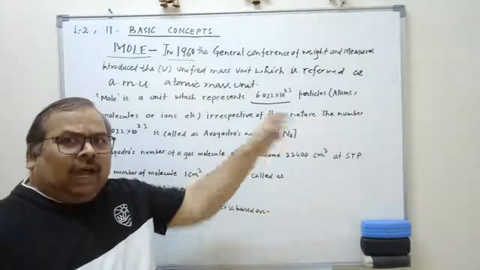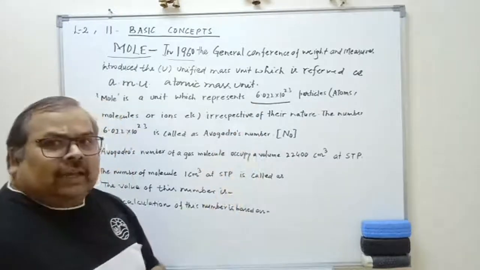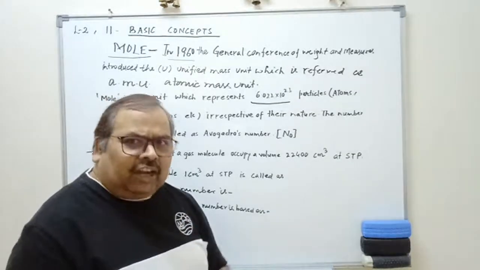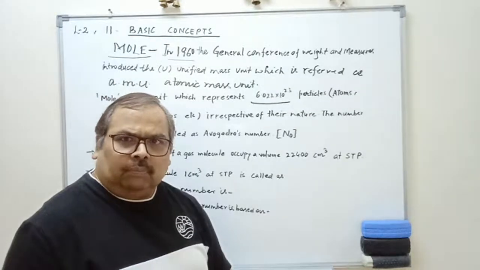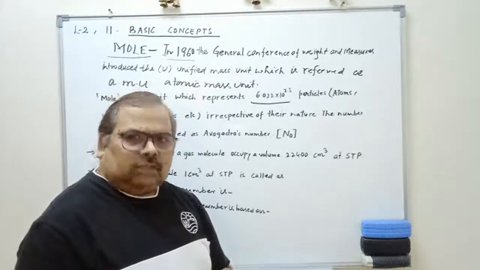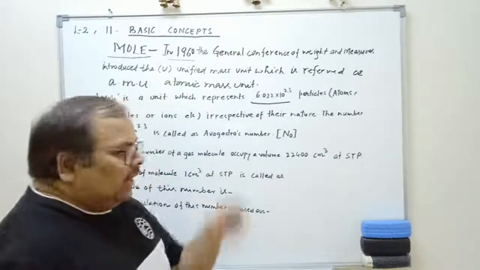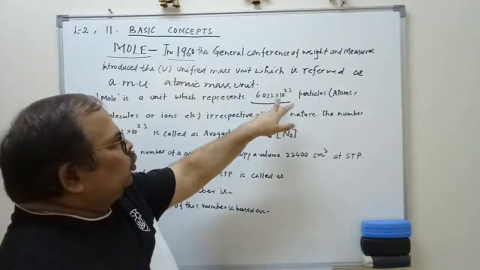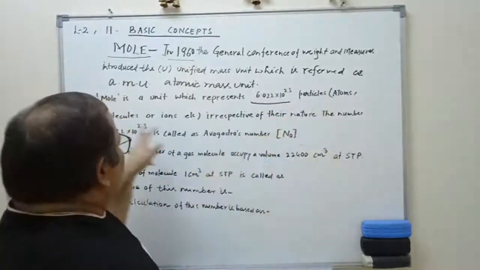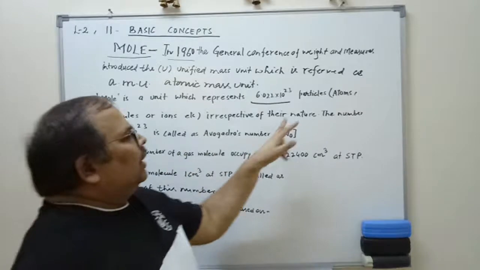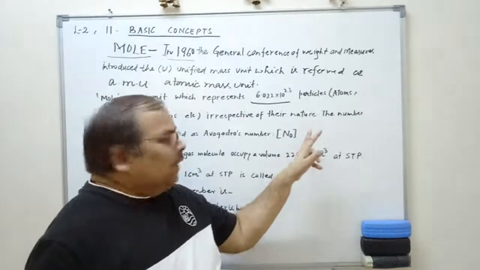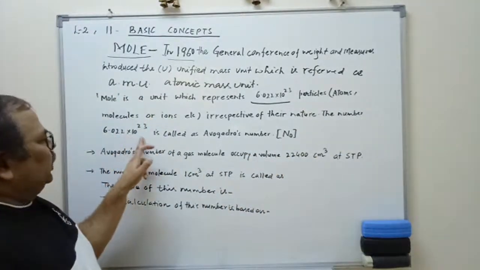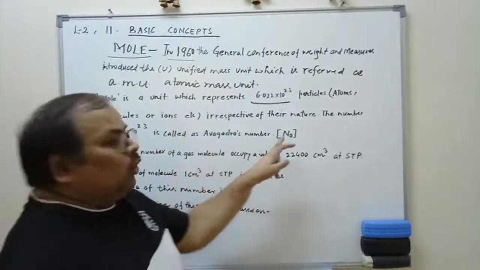is actually termed as Avogadro number, a specific number representing all gases in a definite volume. Actually, the number of molecules will be equal at similar temperature and pressure or similar conditions. So now the thing is, this 6.022 into 10 to the power 23 particles, atoms, molecules, or ions, etc., irrespective of their nature. The number 6.022 into 10 to the power 23 is called the Avogadro number.